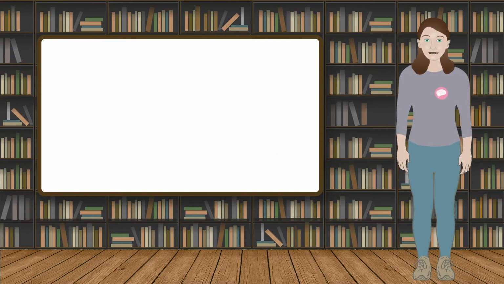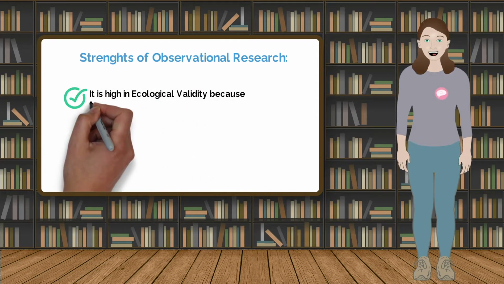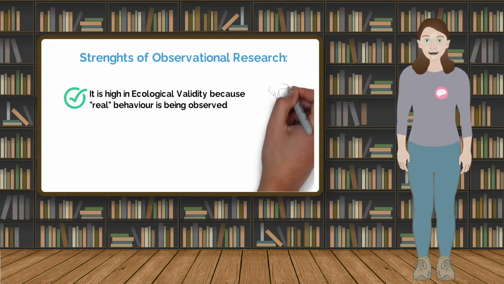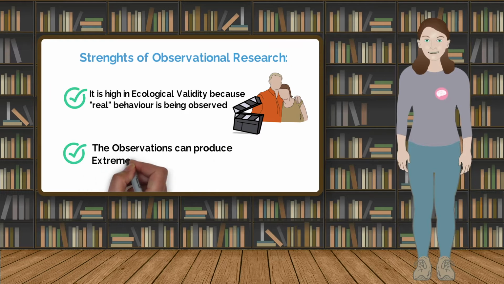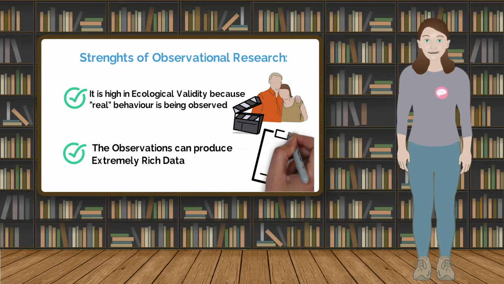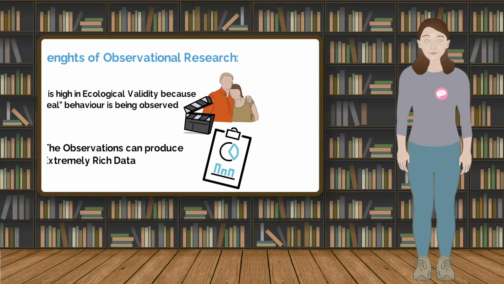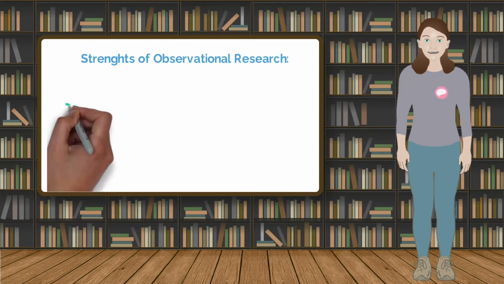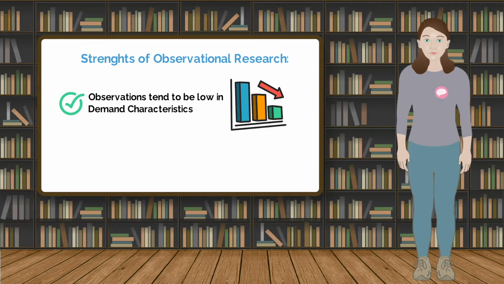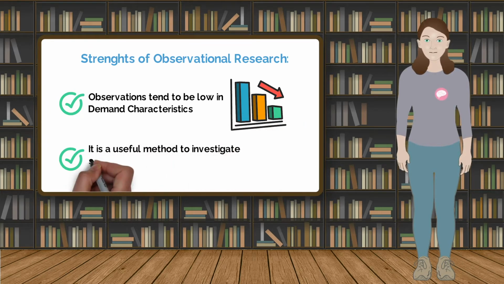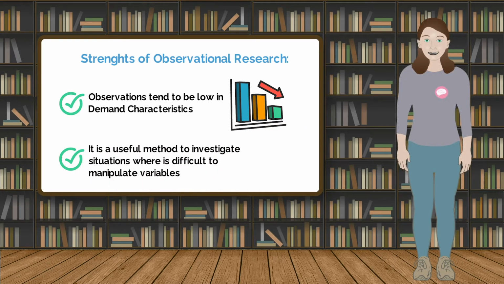One of the strengths of observational research is that it is high in ecological validity, because quote-unquote real behaviour is being observed, especially where people are unaware that they are being observed. Another strength is that they can produce extremely rich data if unstructured observation or participant observation is used. Moreover, observations tend to be low in demand characteristics where people are unaware of being observed. Also, observations are a useful method for conducting research in situations where it would be difficult to manipulate variables.